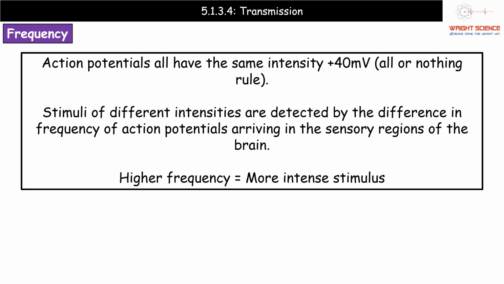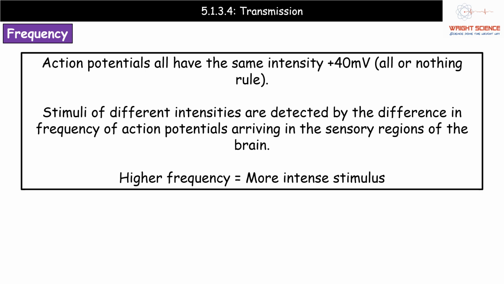Do remember what we said previously. There is this all or nothing rule as far as these action potentials go. They all have the same intensity, plus 40 millivolts. If an action potential is travelling, it is plus 40 millivolts. That's it. If it's not travelling, it's 0. So it's plus 40 millivolts or 0 millivolts.